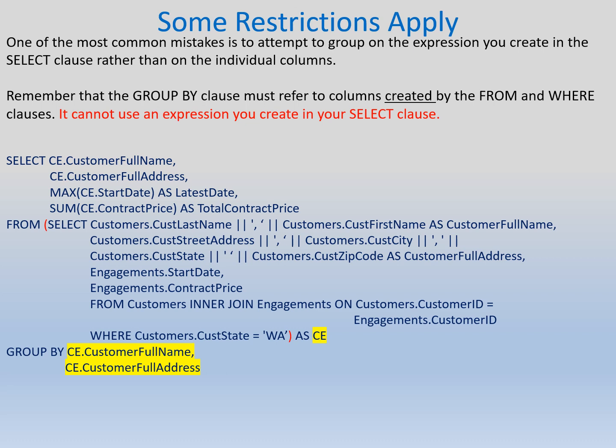But in the from clause, we have a subquery with the alias CE. Notice it is referred to in the group by clause. That is okay because the subquery is in the from clause.